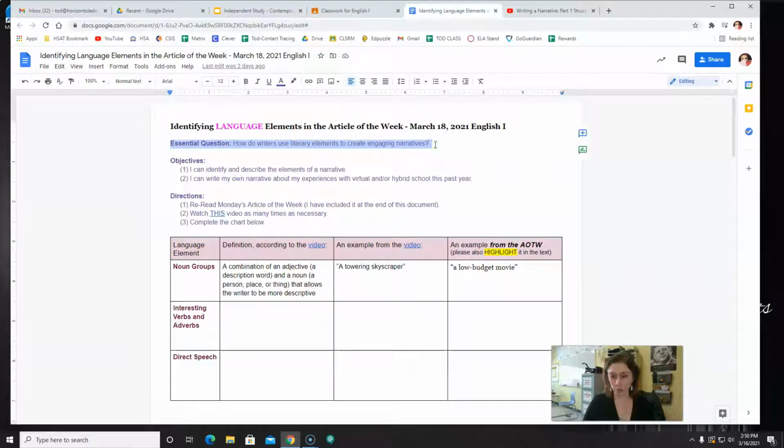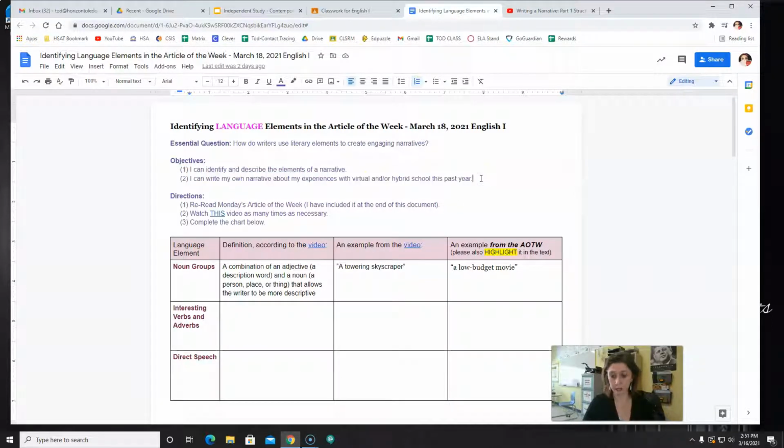Our essential question this week is, how do writers use literary elements to create engaging narratives? Our objectives for this week: 1, I can identify and describe the elements of a narrative. 2, I can write my own narrative about my experiences with virtual and/or hybrid school this past year.